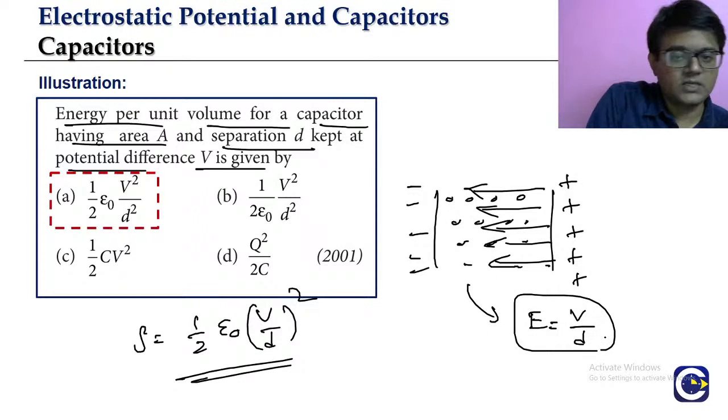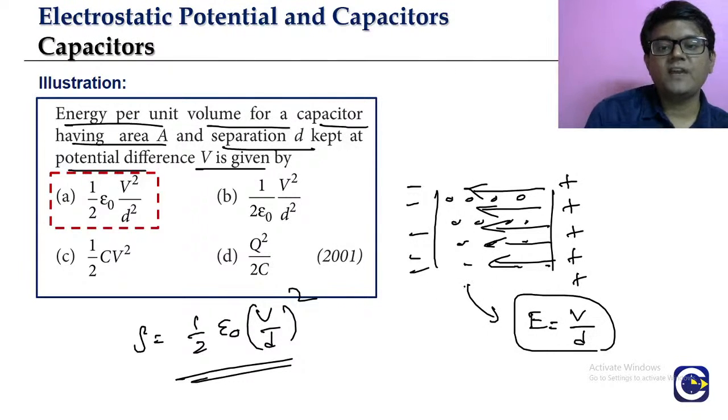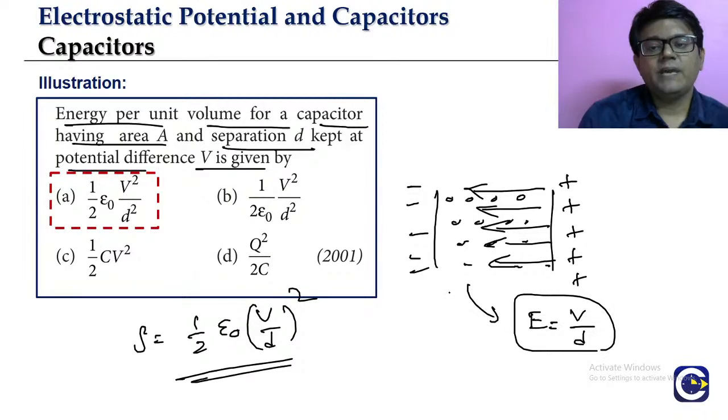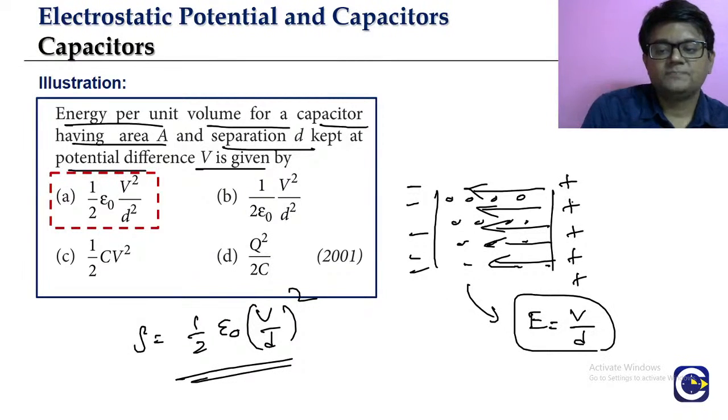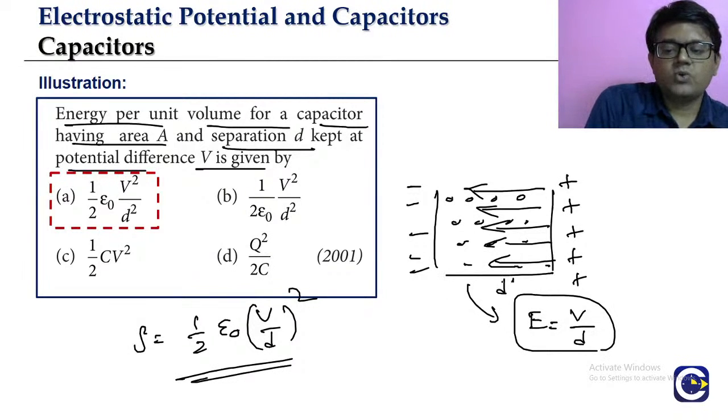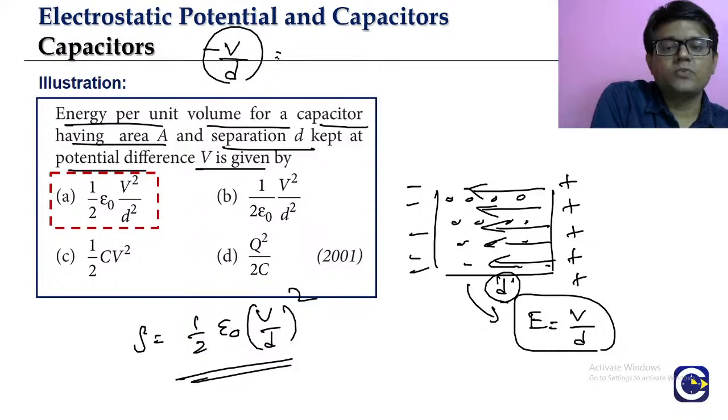We have already seen this result in the previous class. So what is the electric field between the two plates? It will be V by D, in case of a uniform electric field. If you move a distance D, the negative of the potential difference by the distance moved will give us what? The electric field value. It will give us the electric field in that direction.